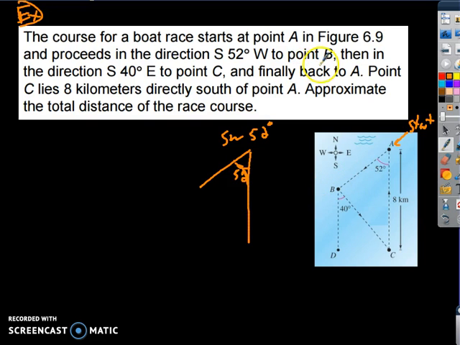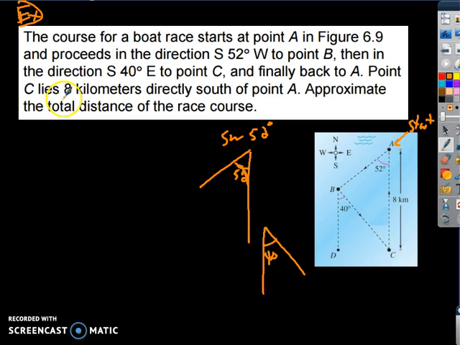All right, so to a point B. Here's point B. Then the direction southeast, 40 degrees. So think about that vertical line again. There you go, southeast from that. That would be 40 degrees. That's why that's 40 degrees there. To a point C here. And then finally back to point A. It didn't tell you the angle, so it went straight back to point A.